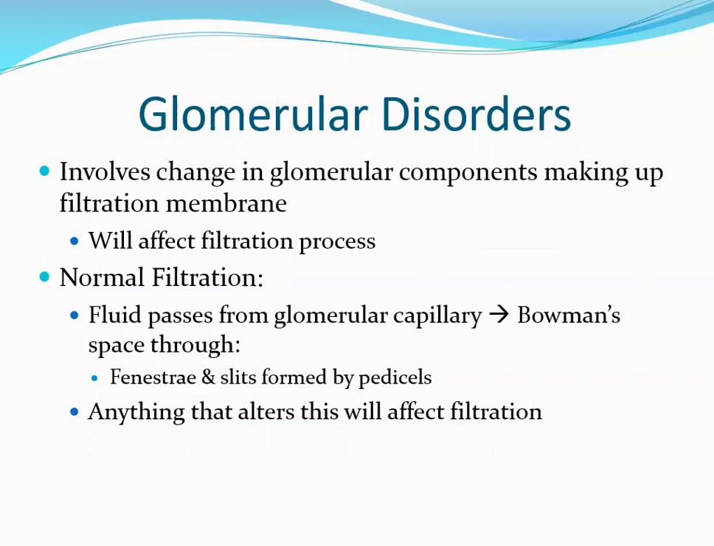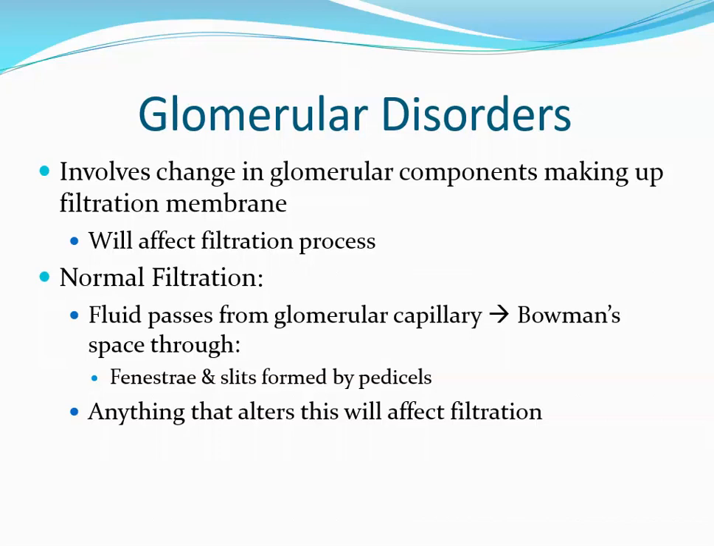The first set of disorders involve the glomerulus. The glomerulus is the first portion of the nephron where filtration of the blood occurs. These disorders involve any change in the glomerular components that will make up the filtration membrane. Anything that changes these will affect the filtration process.